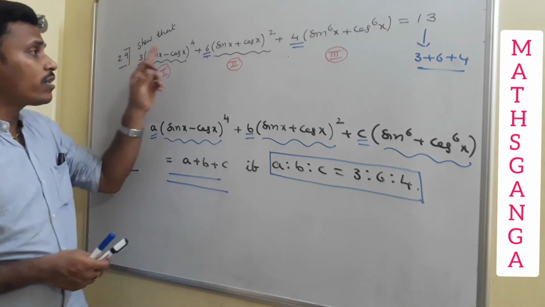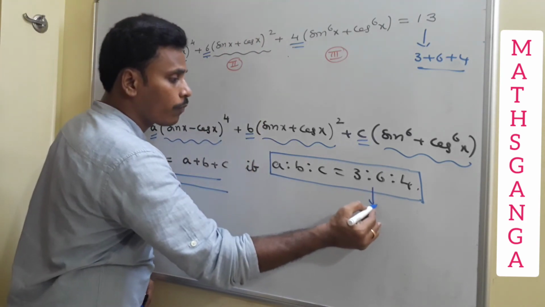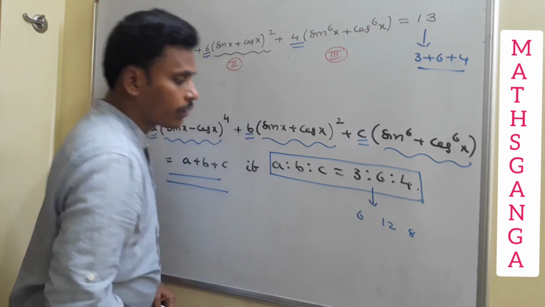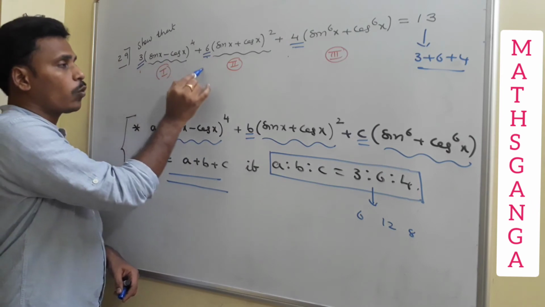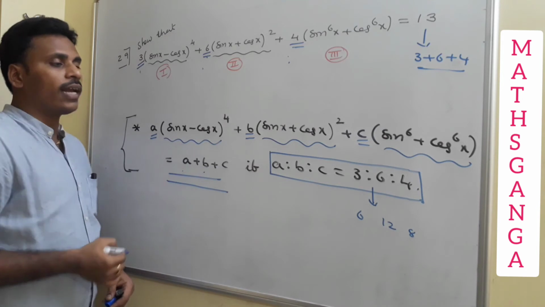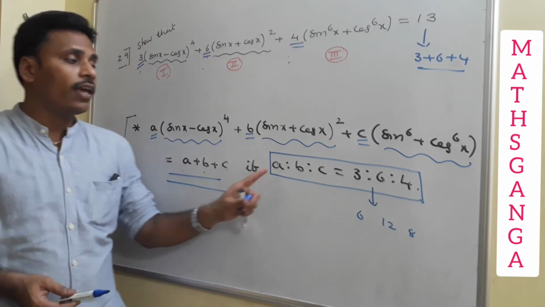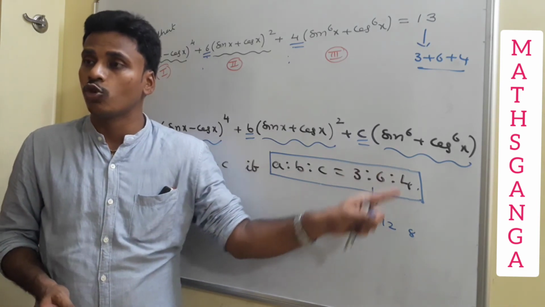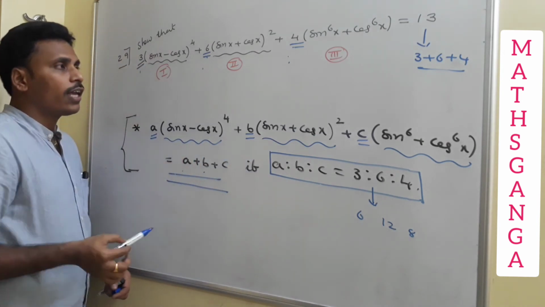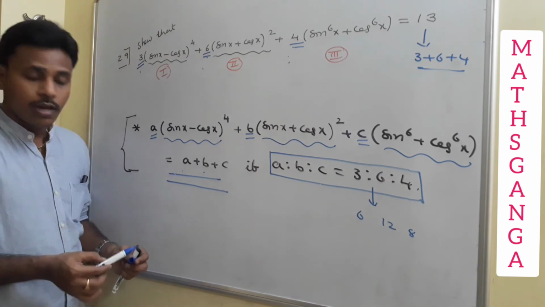Whereas instead of 3, 6 and 4, you may take any numbers in this ratio. If you multiply everything by 2, you get 6, 12, 8. Suppose the numbers are 6, 12 and 8, then you will get your answer as 6 plus 12 plus 8, that is 26. So the generalization is acceptable if a : b : c is 3 : 6 : 4. If the coefficients are in that ratio, then the result is always a plus b plus c. Have a look, okay? And this is the generalization.